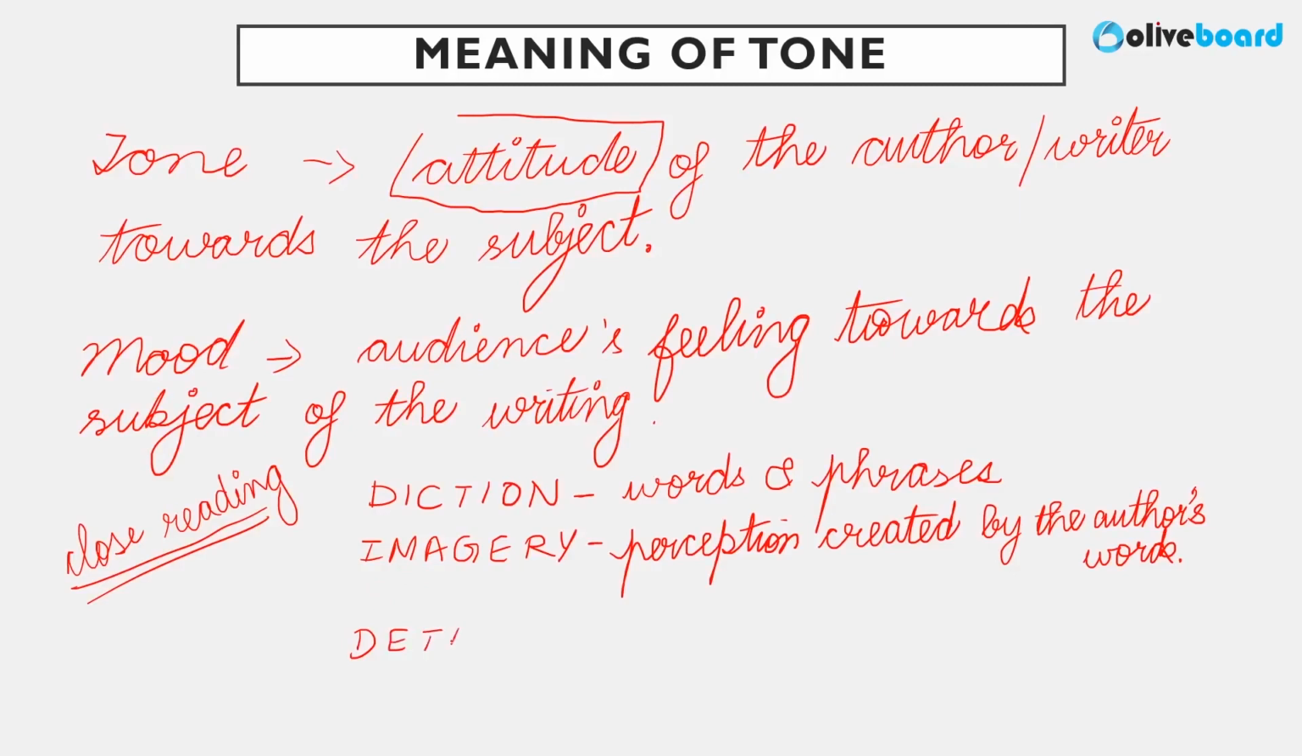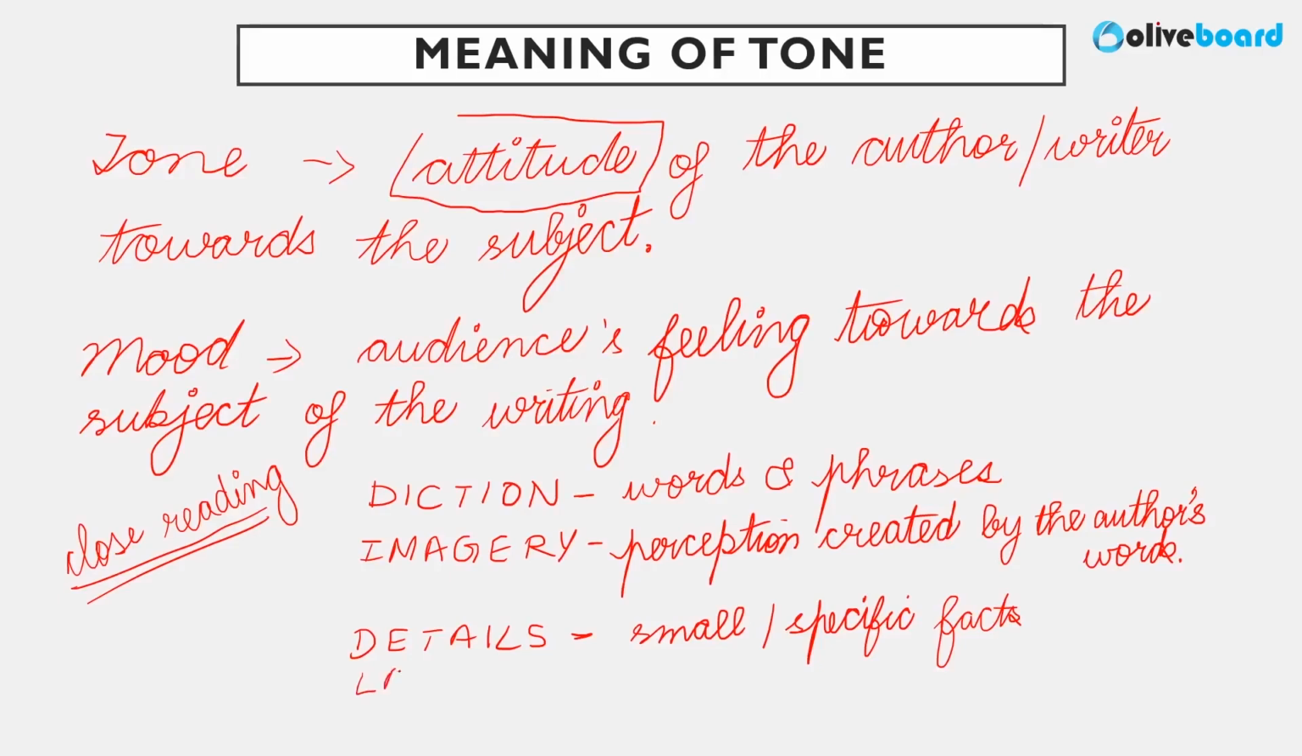After imagery you can see details. Now what kind of details? There will be small, specific facts mentioned. You need to focus on that. These are the things you need to look out for in a paragraph when you are deciding on a tone. Some authors will mention small, specific facts, and some authors will like to not mention them. So you have to take care of all these things.